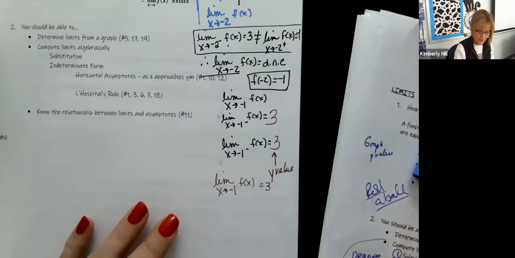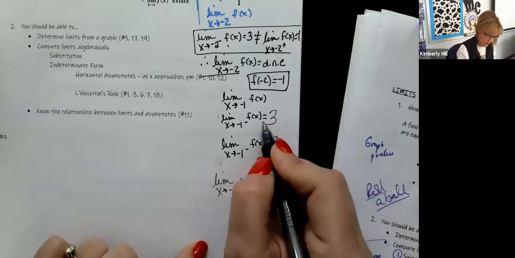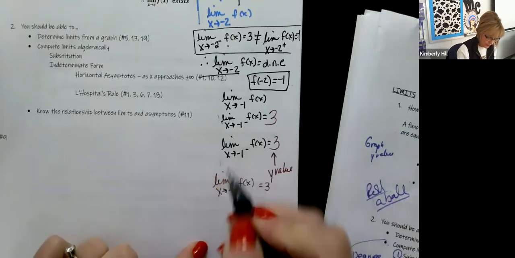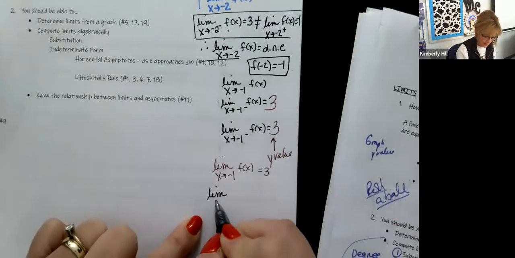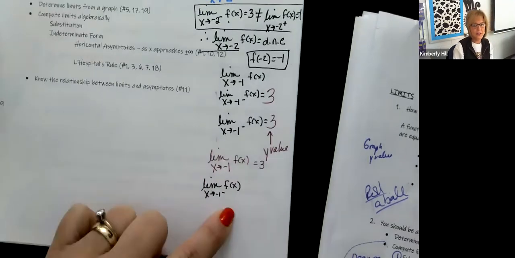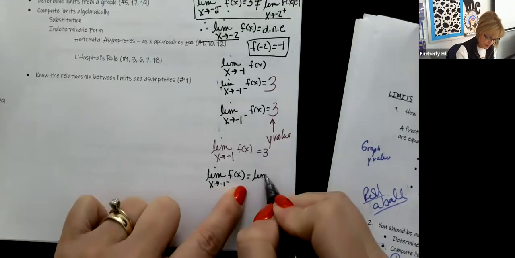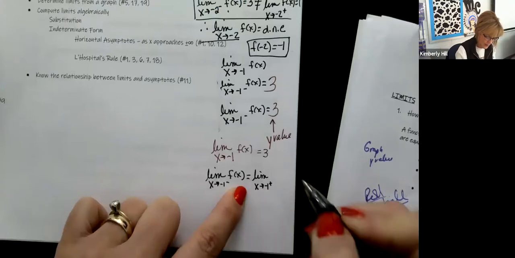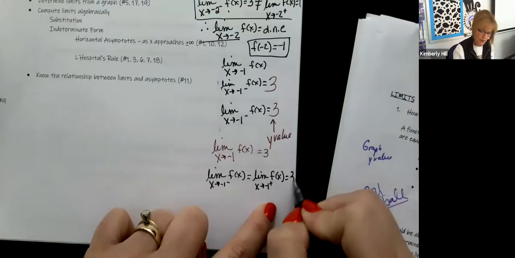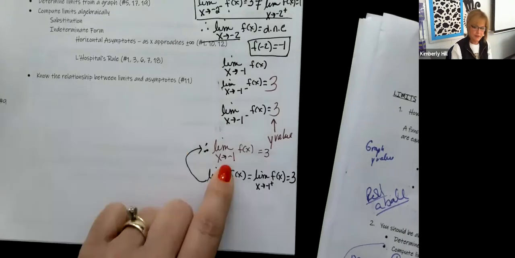Now, if you had to justify this on an AP exam, you would want to say that the limit from the left is equal to the limit from the right. And this is one way that I've seen it written. You would say the limit from the left is equal to the limit from the right, and it's equal to 3. Therefore, the limit as x approaches -1 is 3.